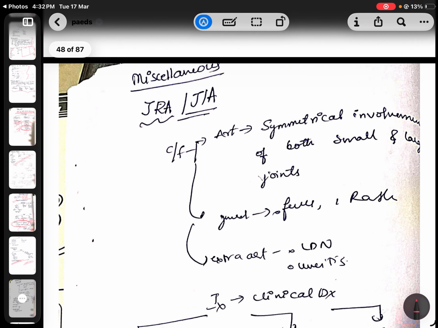Under miscellaneous, this is one thing which is very, very important. They might ask or they might not ask. It's a close differential for ARF also, so there are high chances they might ask. These are the clinical features.